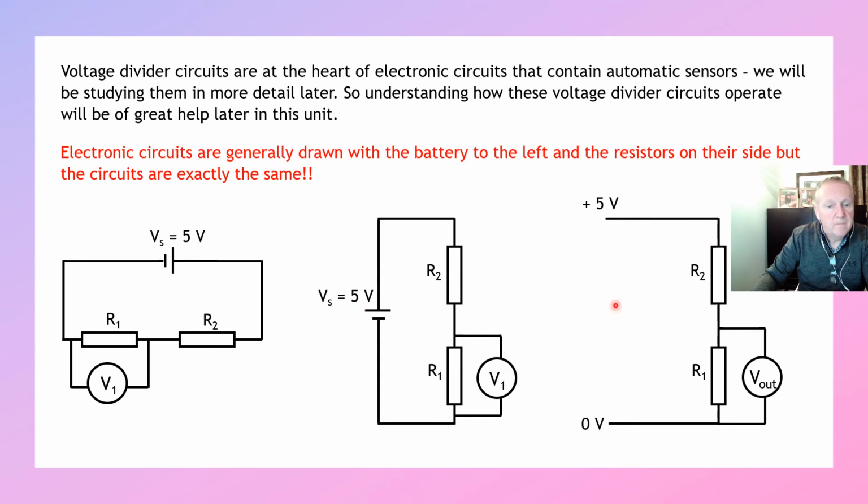It's just drawn in a different way, where you don't have any line or indication that this is a battery or a power supply. You just see that's your plus 5 volt line, it's called, and that's your 0 volt line. And this is your output voltage, because the output voltage is always measured across the bottom resistor, in this case, with respect to 0 volts.